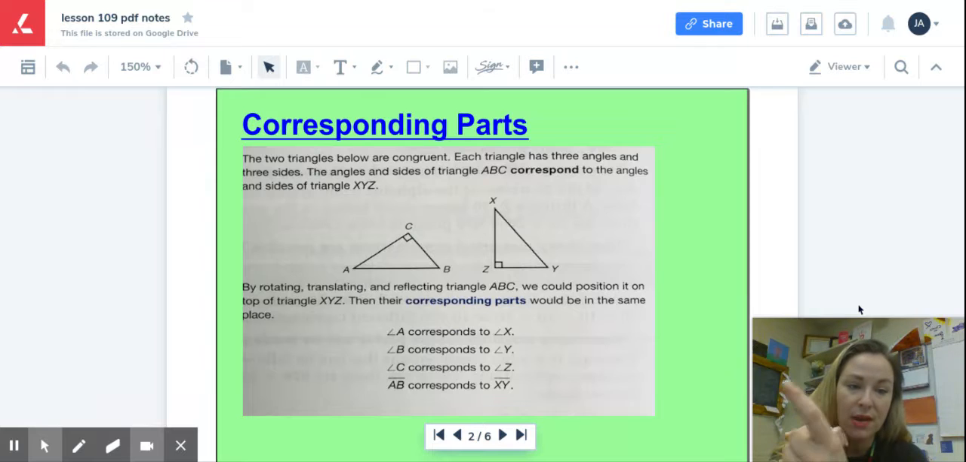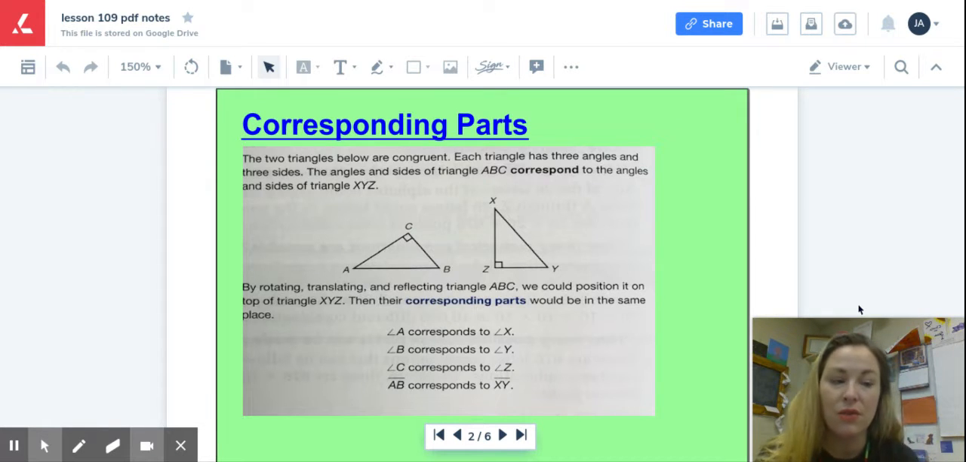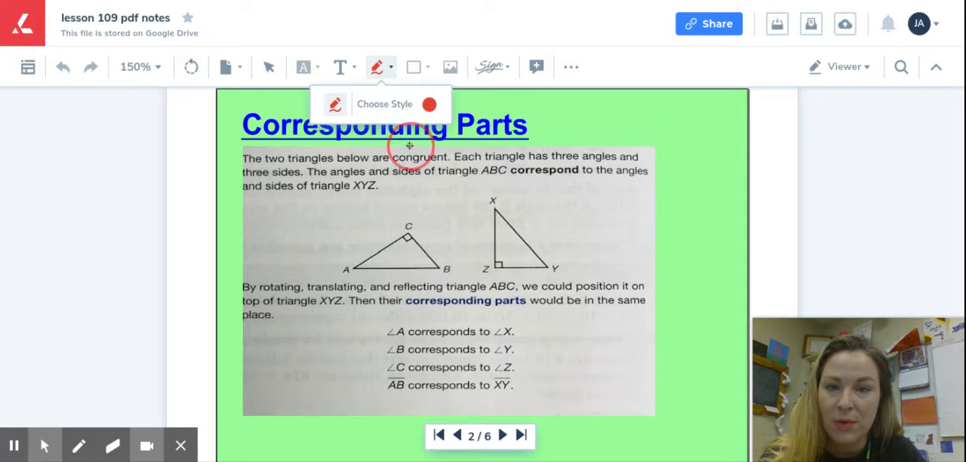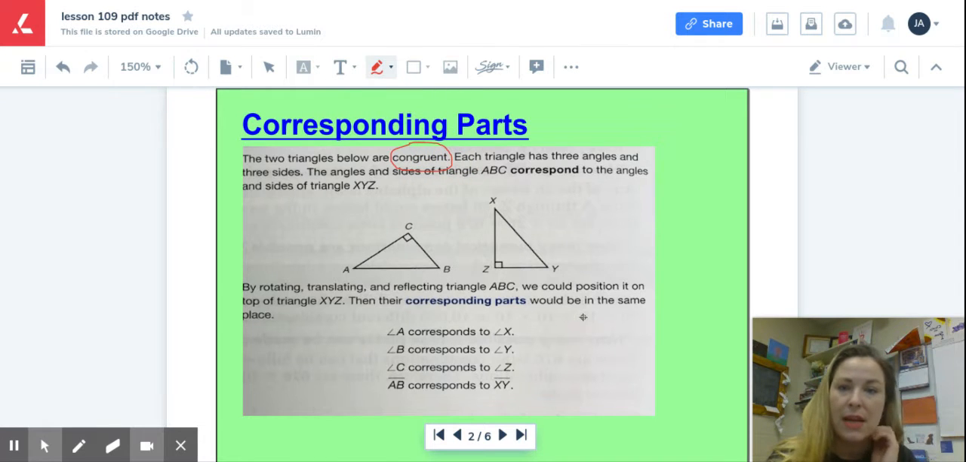First of all, we have two triangles right here, you can see, and those triangles are congruent. So, I'm just going to grab my pen here, and I'm going to circle this word, congruent. That's really important. Congruent is a math term that means same size and same shape. Exactly the same. So when we're looking at congruent triangles like this, one of them might look like it's tipped on its side or that it's backwards, but these triangles actually are congruent, same size and same shape.